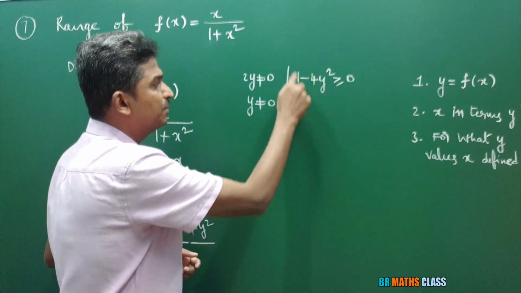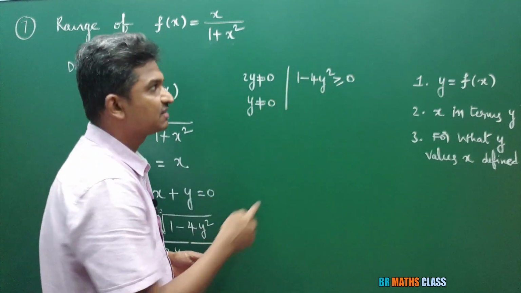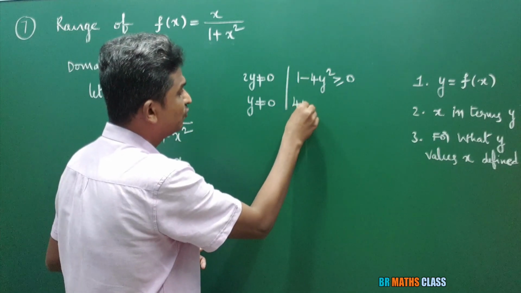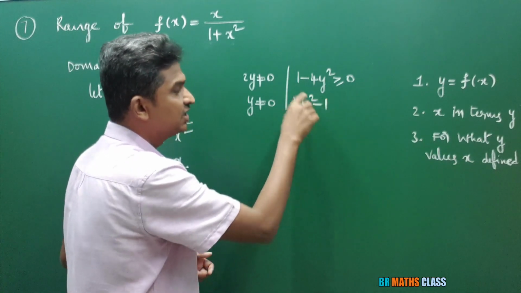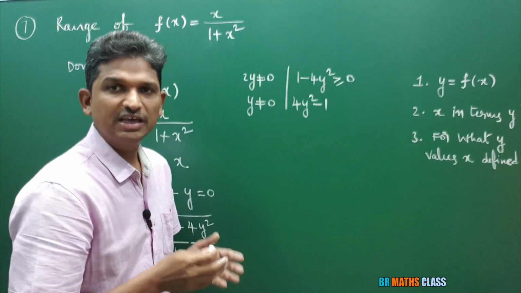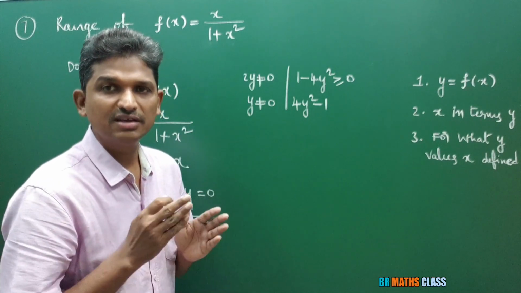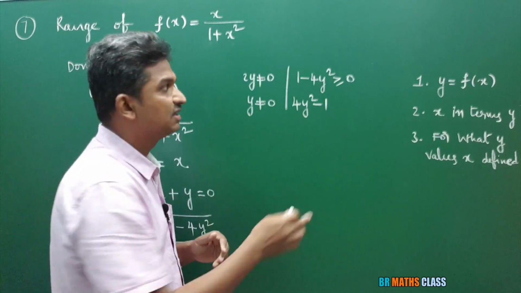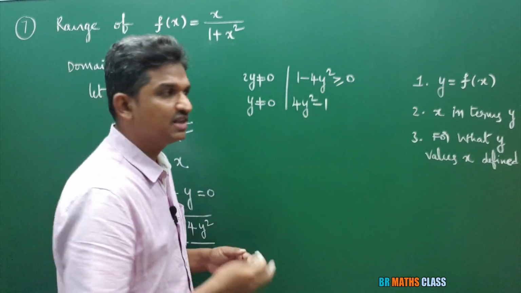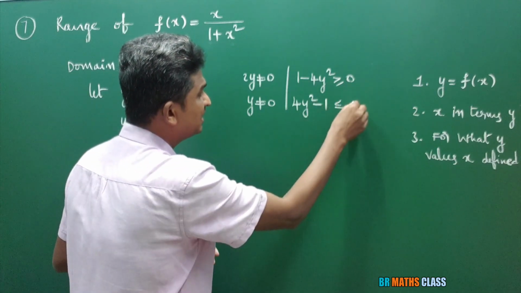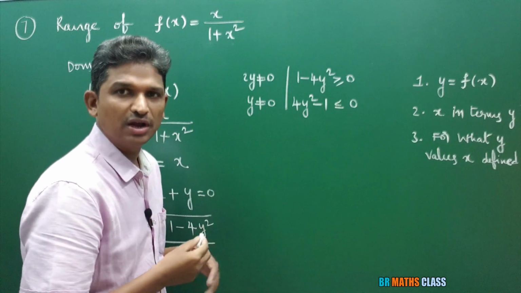What I'll do, this complete inequality I'll multiply with minus 1. Then what happened? This will become 4y square minus 1. You know that for an inequality, if we multiply with a negative real number, the inequality sign changes. Here this greater than or equal to changes to less than or equal to. Minus 0 is nothing but 0 only. I hope you all are understanding.